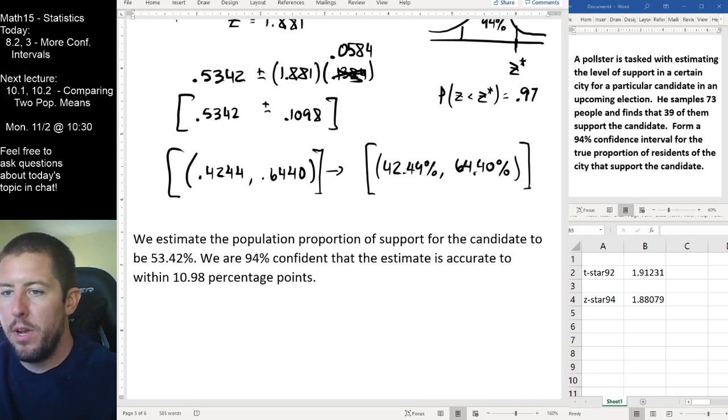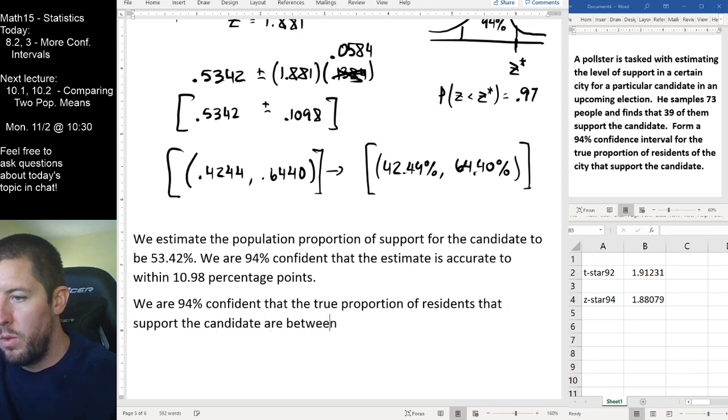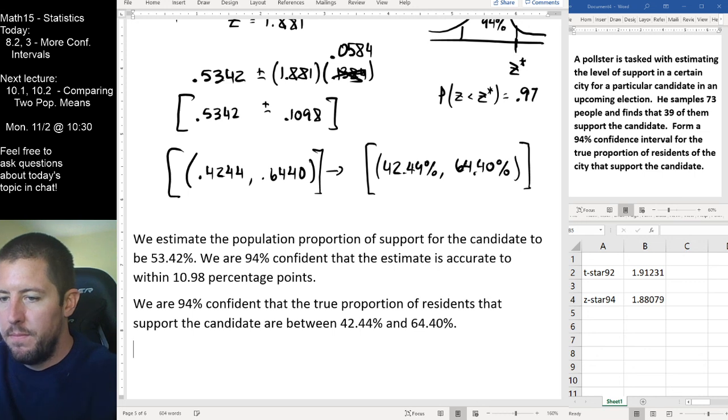Alternatively, a different statement that we could make is we are 94% confident that the true proportion of residents that support the candidate are between 42.44% and 64.40%. Right? So this is a very wide interval.